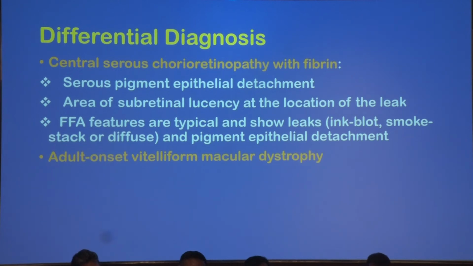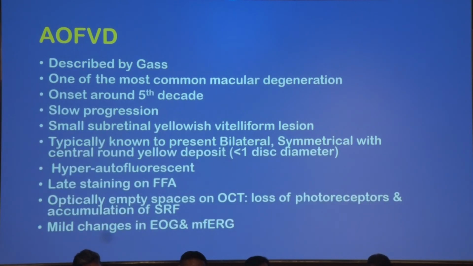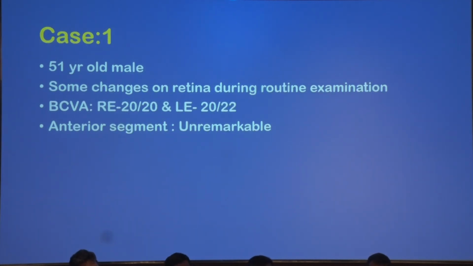CSR and adult onset vitelliform macular dystrophies are to be kept in mind. A word about adult onset foveal vitelliform dystrophies, as by the GAS, and these also have similar pictures. These are a few cases.